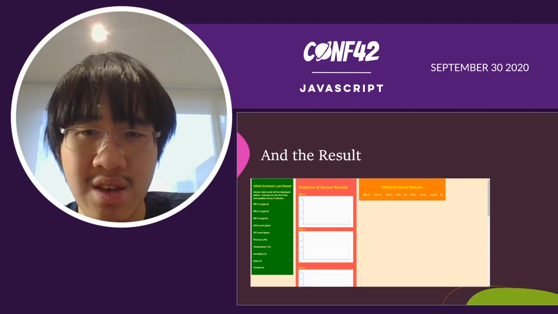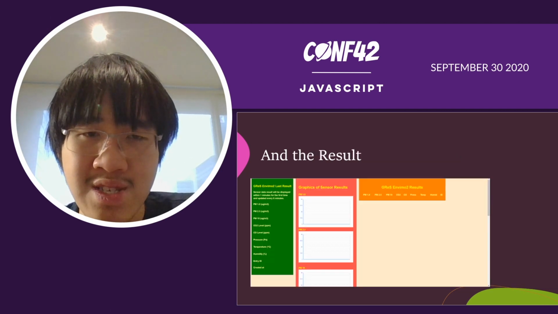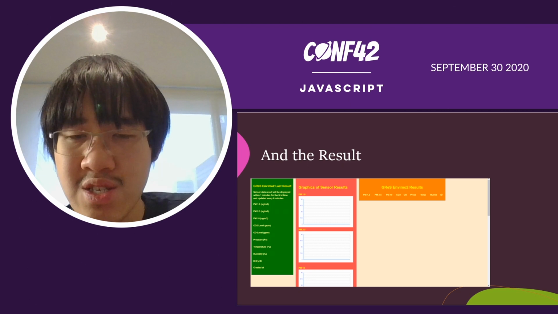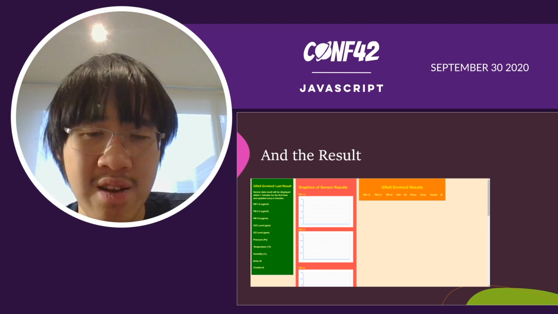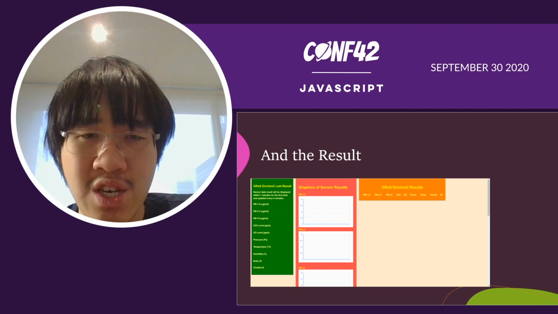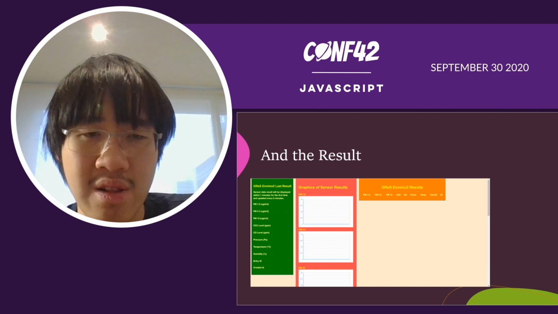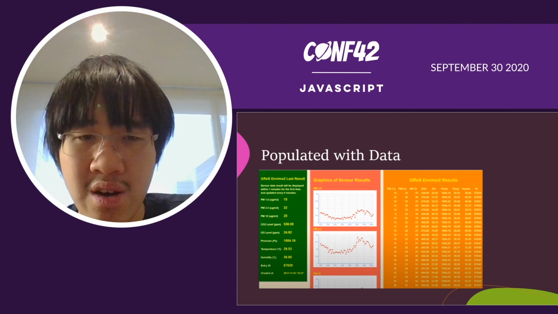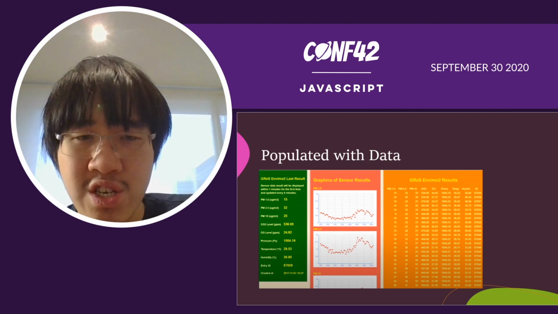And finally, it'll result in something like this. As you can see, we have our latest data on the left, our results on the right, our table results, and our visualization of charts, which we made using our own graphics library, in the middle. And this is an example of when the whole visualization is populated with data.